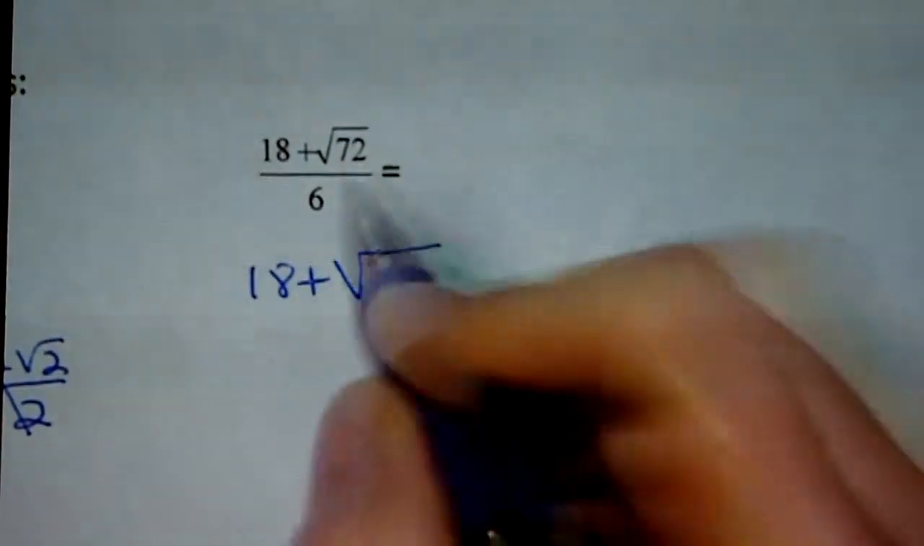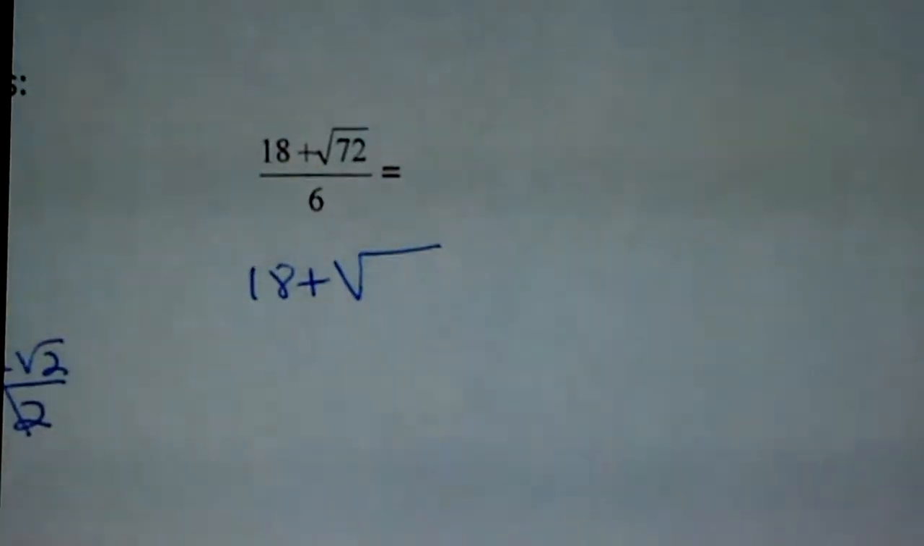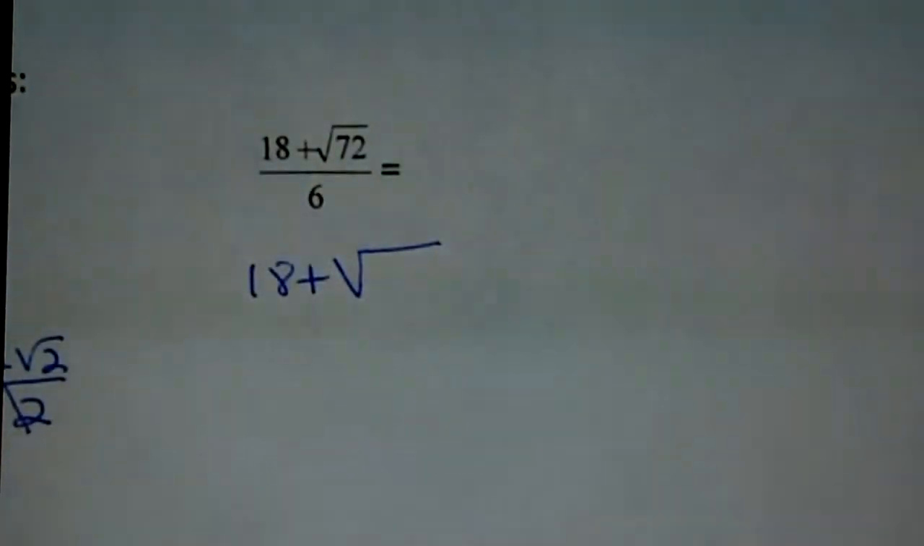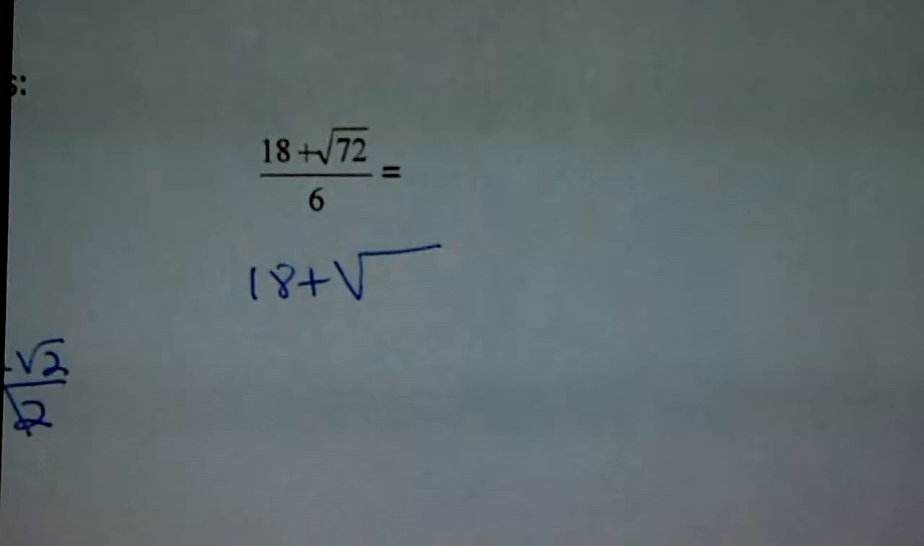18 plus, for 72, let's see here. I know that if I take 72 divided by 2, I get 36, right? So I could do that. But if I take 72 divided by 4, I get 18, so I could do that. I wonder if I could take 72 divided by 6. That gives me 12. I can keep going. There's all different kinds of ways to break it up.